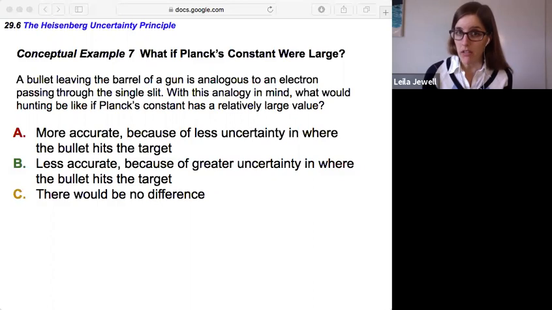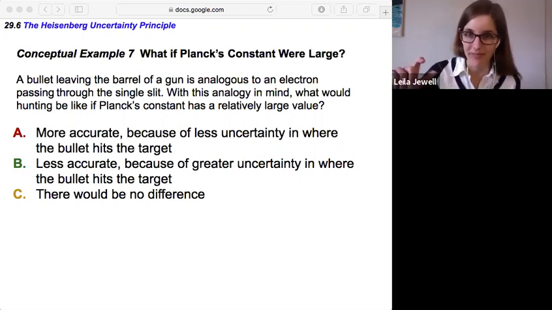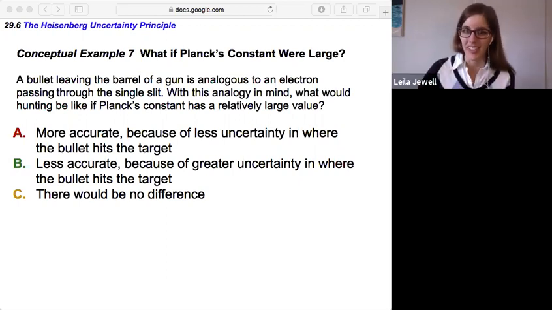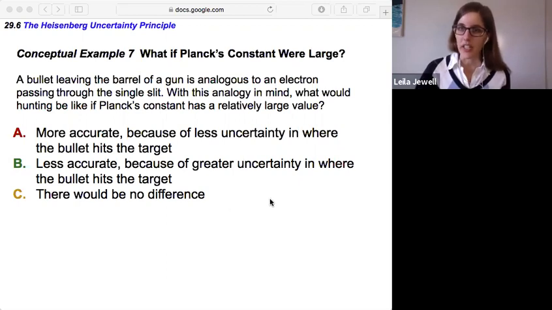Would it be A, more accurate because of less uncertainty in where the bullet hits the target, B, less accurate because of greater uncertainty in where the bullet hits the target, or C, there'd be no difference? I want you to think this through, come up with an answer, and then we'll continue. So go ahead and hit pause now. Did you do that? All right, well, let's think about it.